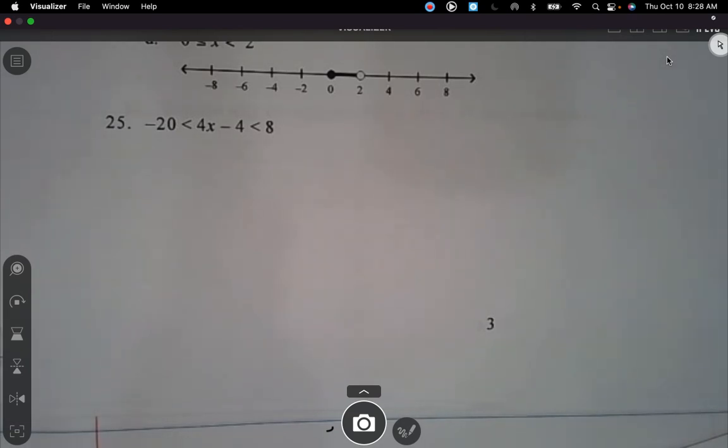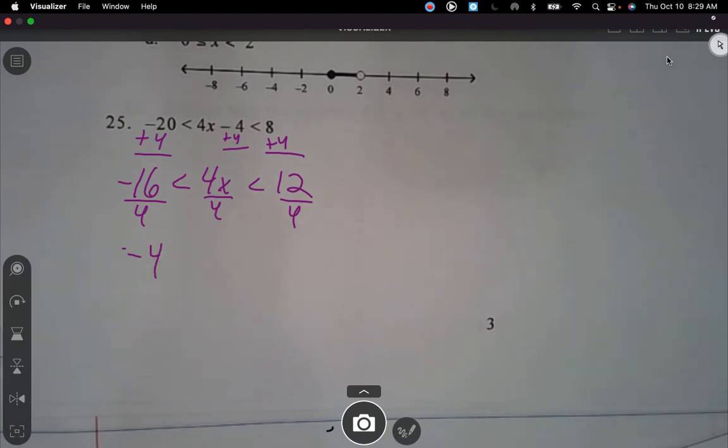No, -4. Yeah, very good. So I'm going to add 4. And it's a compound inequality, so it's just everywhere. So -16 less than 4x less than 12. I can tell you the answer. What do I do now, though? You add 16, right? Well, the x is not by itself. Divide by 4. I heard somebody say it. I don't know who. Yep, divide by 4. You said it. -4 less than x less than 3. So x is between -4 and 3.